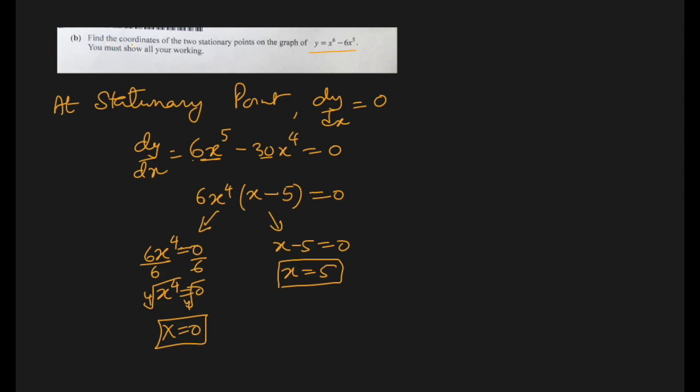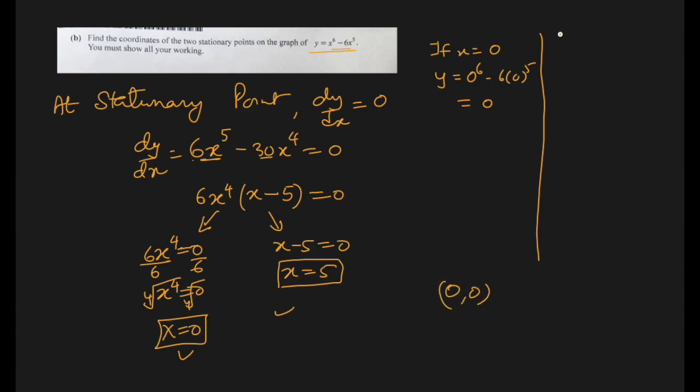So they're saying find the coordinates of the two stationary points of this, show your working. So we got only x coordinates. So let's find y coordinates. So if x is equal to 0, we'll plug it here, y equal to 0 to the power 6 minus 6 times 0 to the power 5, which is 0. So the first coordinate is (0, 0).